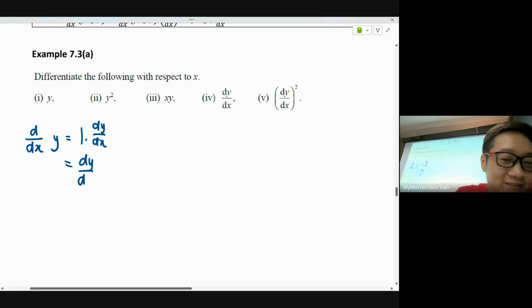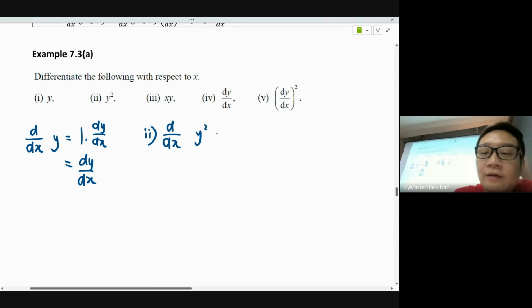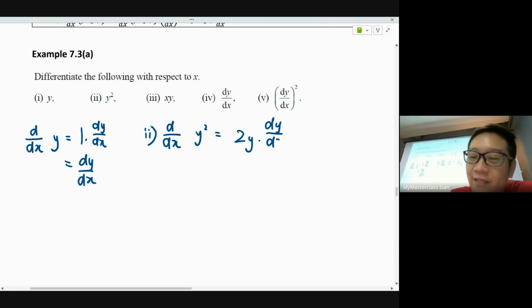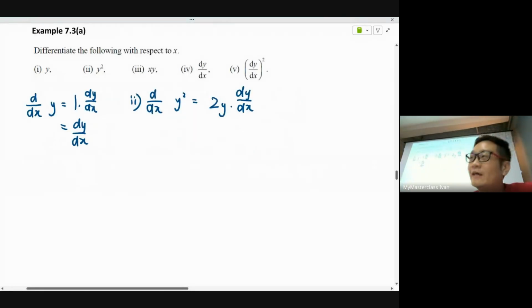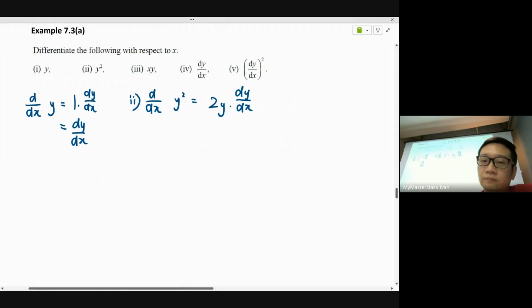So part 2, d dx y squared. Now we differentiate y squared. It becomes what? 2y. What's missing? Must have a dy dx at the end. Understand or not? Every time you differentiate a y, there must be a dy dx at the end. Understand?